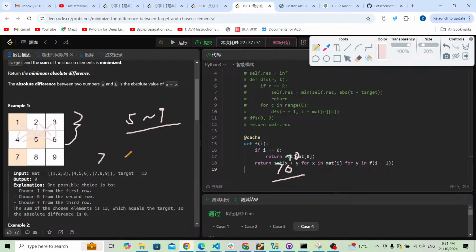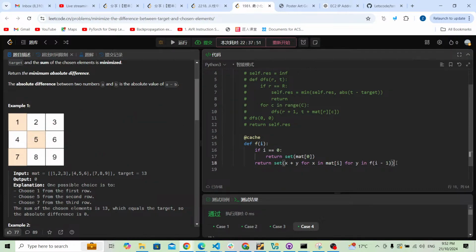And then we combine with the next row. So 7, 8, 9 combine with 5 to 9. Definitely there's a value 5 plus 8, which is 13. 13 minus 13 is going to be 0. So we return 0.